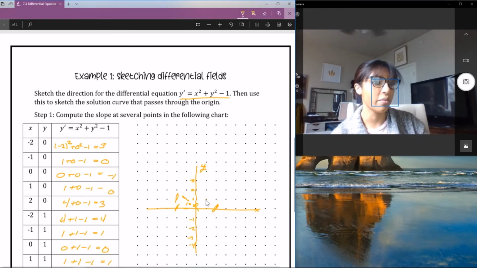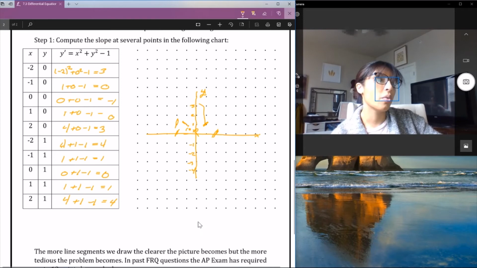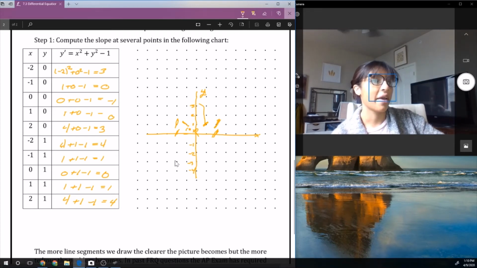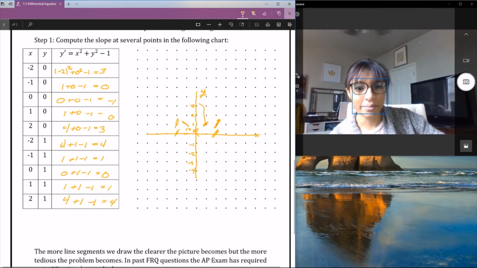Okay, so we're at (1, 1), and we got 1. We're just going to give up on this pen. So (1, 1), we get a value of 1 for the slope. So again, pretending that I could go through that line like that. And then (2, 1), we got 4. So much more arched. Okay, and so this is a very small slope field in general.